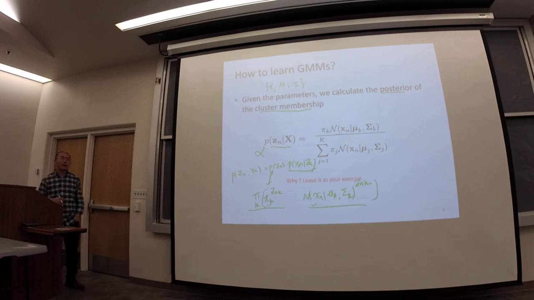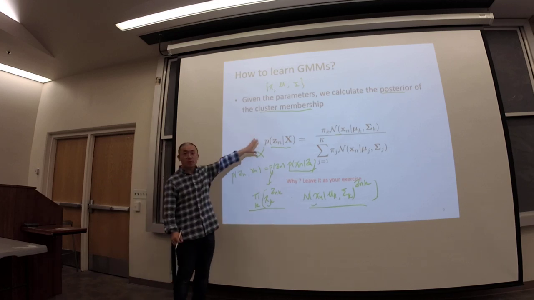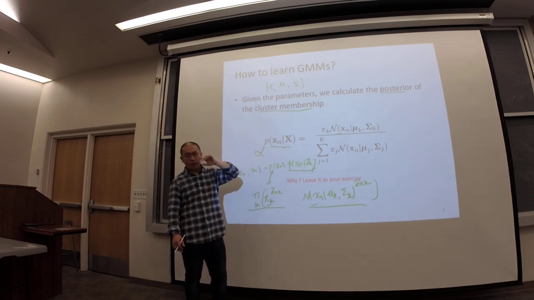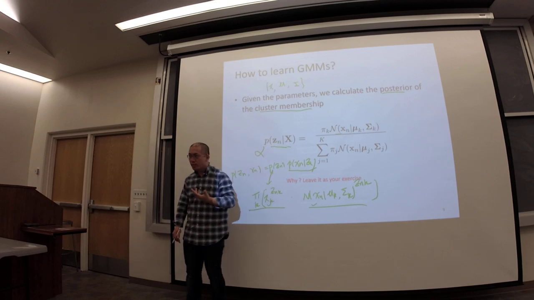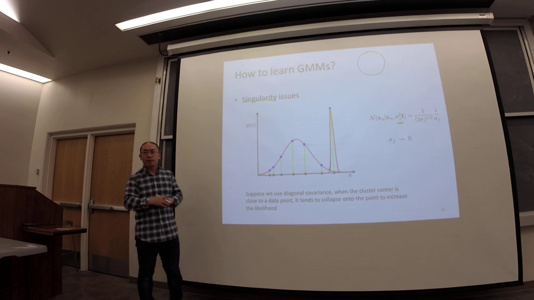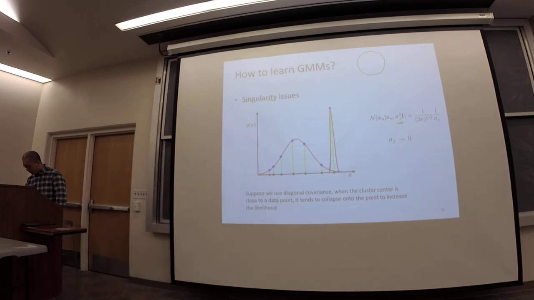Well, this two-step approach has a severe issue. I mean, this formula is still very useful, but we first integrate out Zn and then do the maximum likelihood estimation, which will be problematic in practice. Why? I'll give you a simple example to illustrate. This is called the singularity issue. For simplicity, let us just assume each cluster covariance is just a diagonal matrix sigma j squared I. So again, imagine that I assume the cluster is kind of a circle, so each direction has the same diameter.